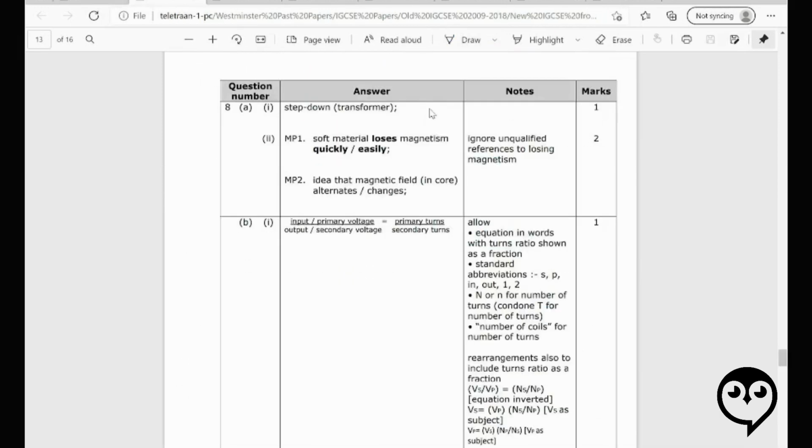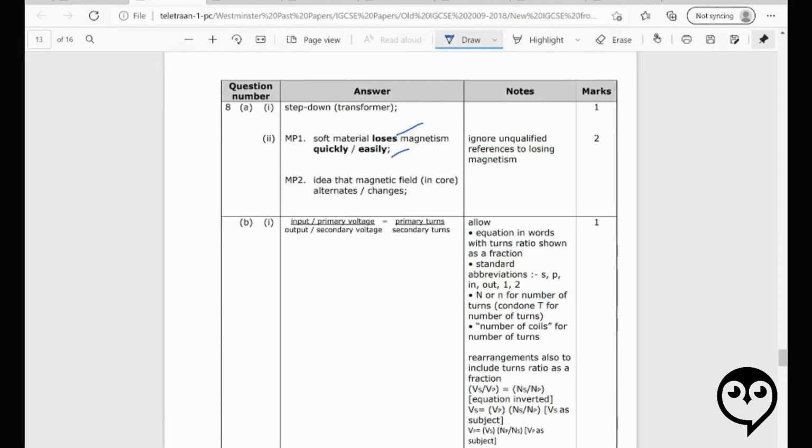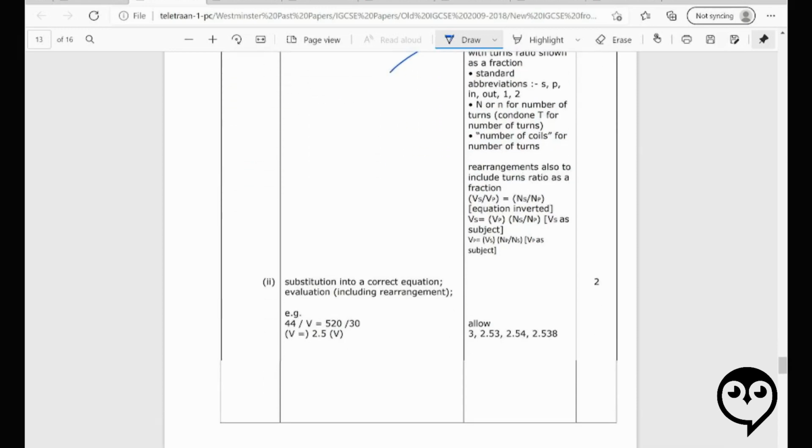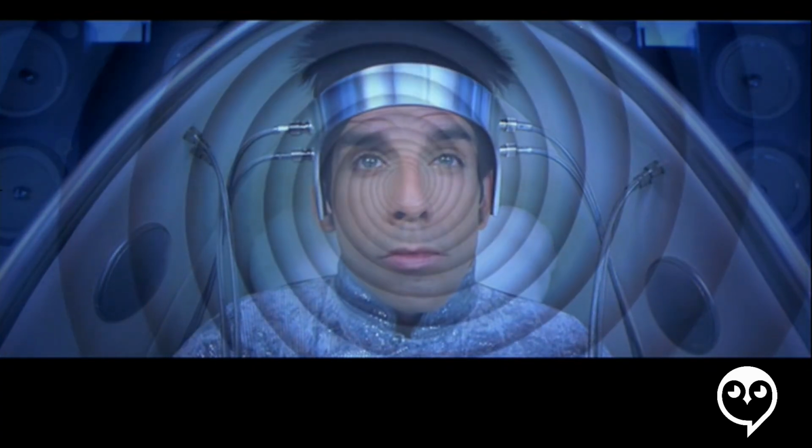Step down transformer, good, right? So soft material loses magnetism easily and so quickly it will not be permanently magnetized. And then it allows an alternating field, which we also need. There's our formula. There's our equation. We plug in the numbers. Okay, 2.5. Happy.